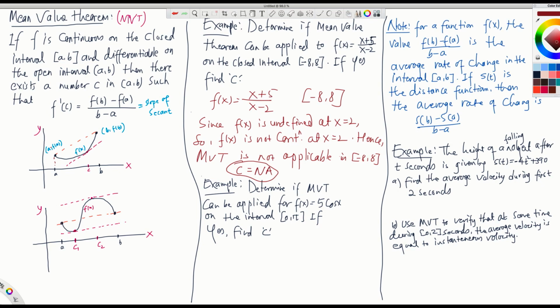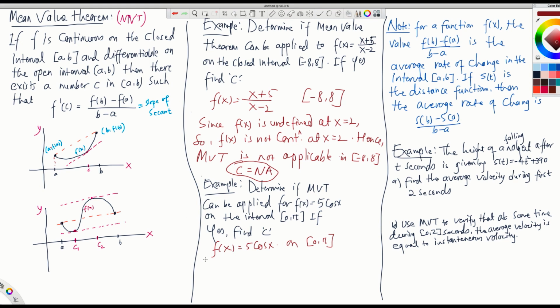Determine if the mean value theorem can be applied for f(x) = 5 cosine x on the interval 0 to pi. If yes, find C. So what is f(x)? f(x) equals 5 cosine of x. So this function is continuous everywhere. Oh, by the way, I forgot to give the interval, which is 0 to pi. The function cosine x is differentiable everywhere. The function cosine x is continuous everywhere. So we are okay to use the mean value theorem.